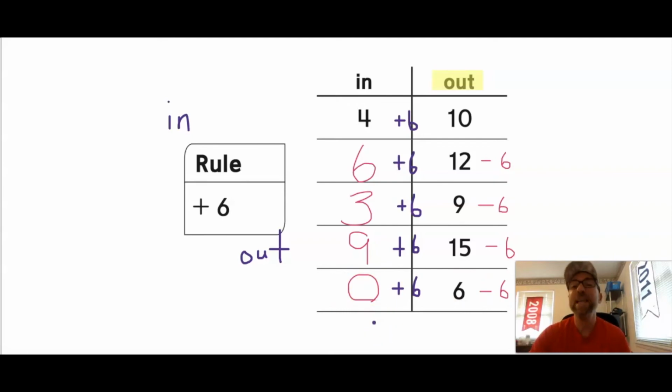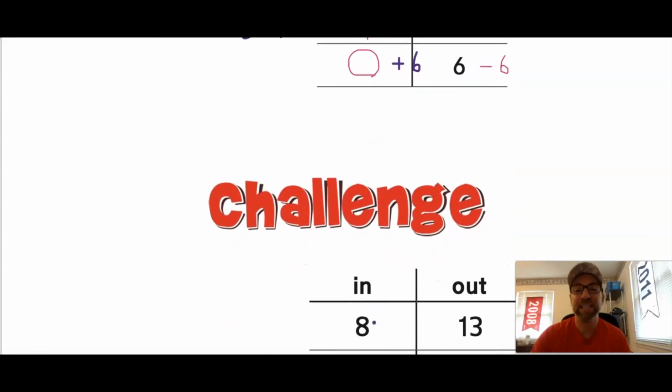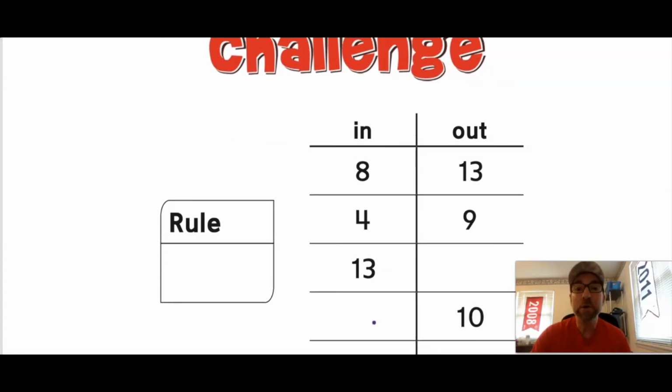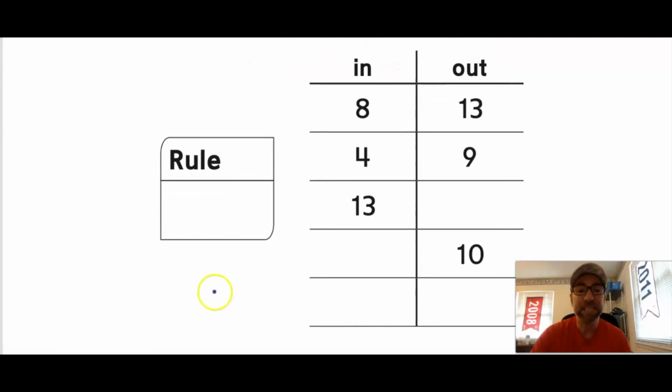Awesome job. We have one left, and this is a challenge. Notice that this time I'm missing my rule box, I'm missing some in numbers, and I'm missing some out numbers. Wow! Let's see if we can figure out the rule together. Remember that the rule is going to work for every problem. So let's start with our first one. 8 comes into the box, it hits a rule, and out pops 13.